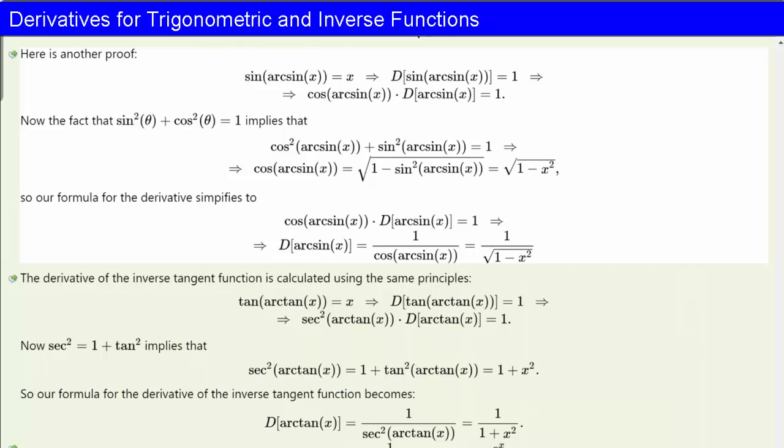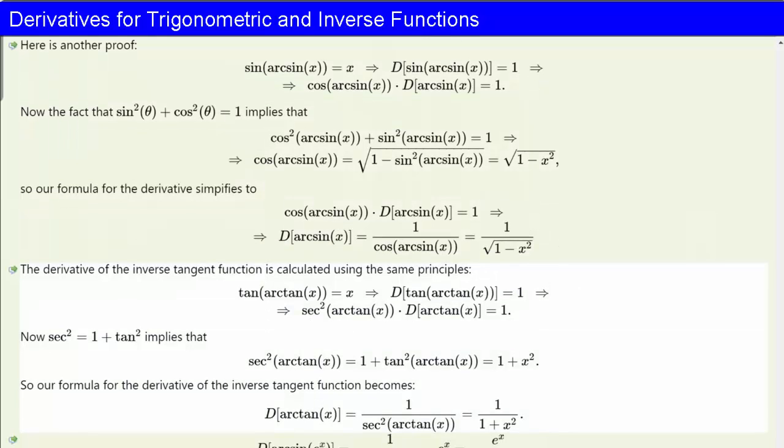Which is just 1 minus x squared. So our formula for the derivative simplifies to cosine arcsine x times the derivative of arcsine x, identically 1, implies that, solving, the derivative of arcsine x is 1 over the cosine of arcsine x, which is 1 over the square root of 1 minus x squared.